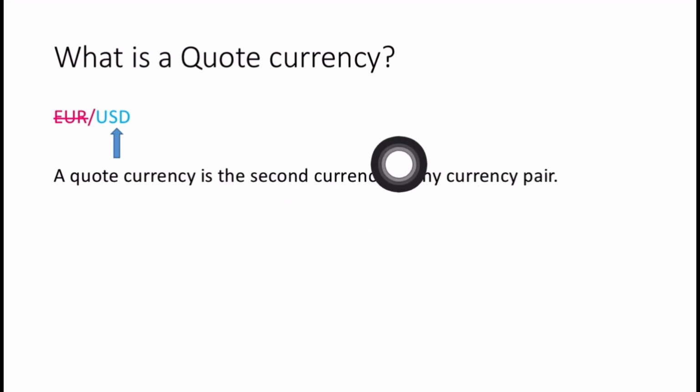Let's move on to the quote currency. What is the quote currency? Our currency pair right now is euro USD. As you can see, the USD is our quote currency. So a quote currency is the second currency of any currency pair. So you can see that the US dollar is our quote currency.